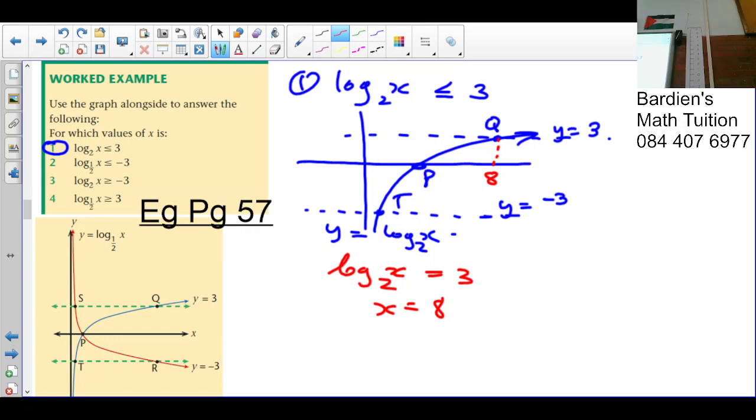Okay. Now write for me the inequality which will satisfy that, which is log x base 2 is less than or equal to 3.